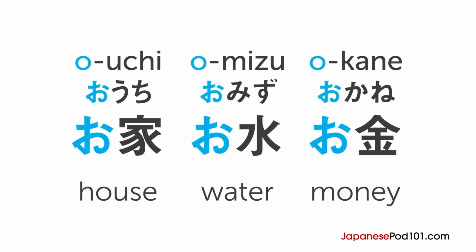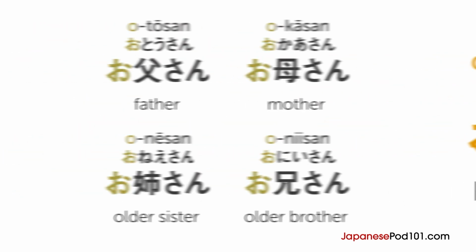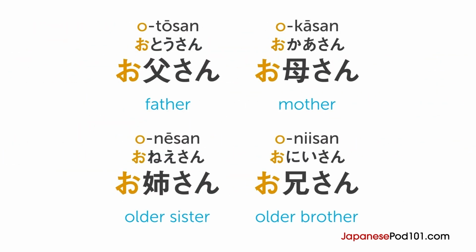Basically, o is used in wago or original Japanese words. For example, ouchi meaning house, omizu meaning water, okane meaning money. Also, it's common to use o to refer to your family members. Otou-san, okaa-san, onee-san, onii-san, and so on.